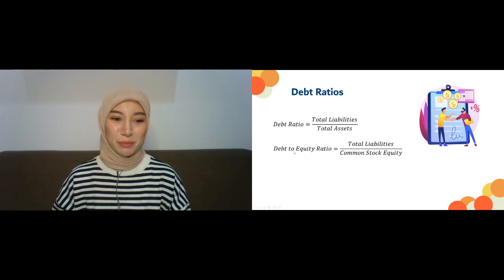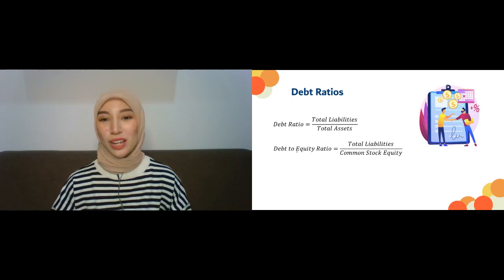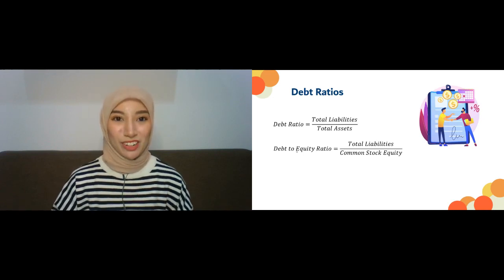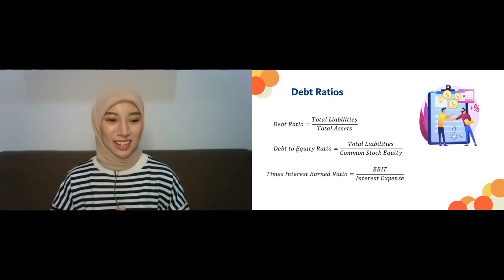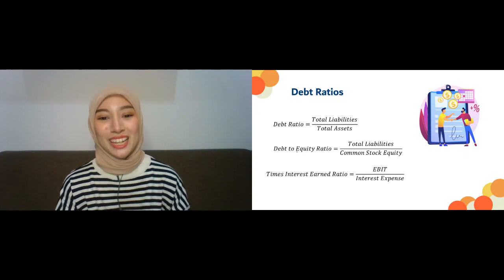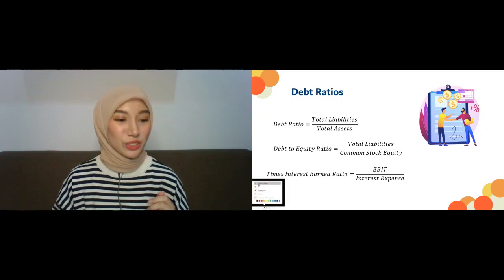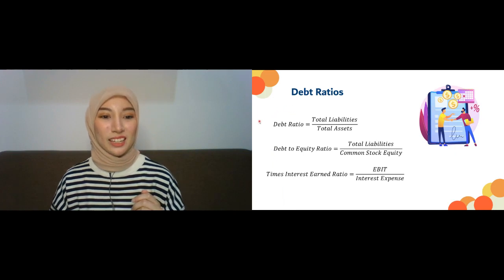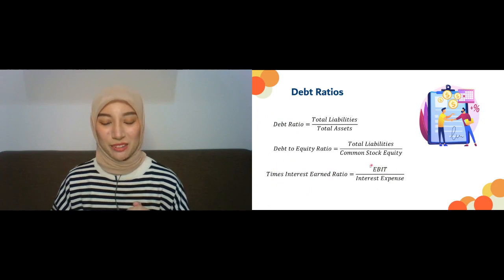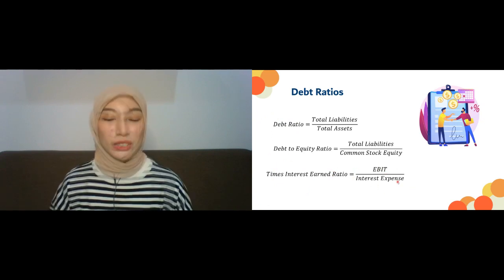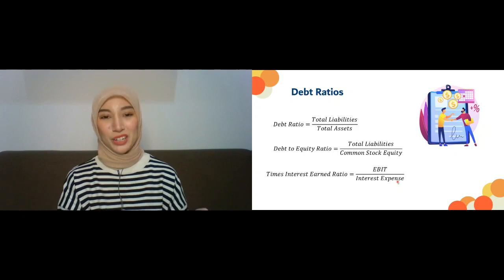Next ratio, here we have debt to equity ratio, which is calculated by dividing total liabilities by the common stock equity. Still, a high debt to equity ratio means that the firm has high financial leverage. Next, we have the times interest earned ratio. The first two debt ratios show data from the balance sheet, right? Meanwhile, the times interest earned ratio uses data from the income statement.